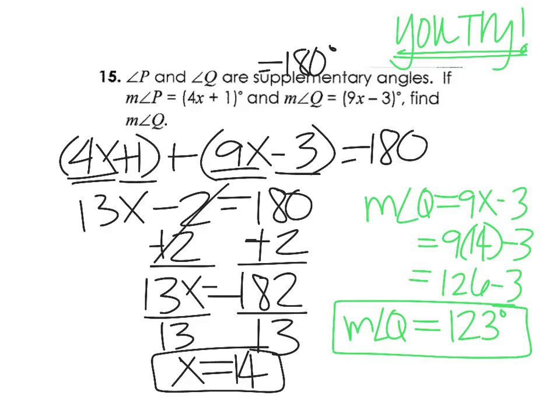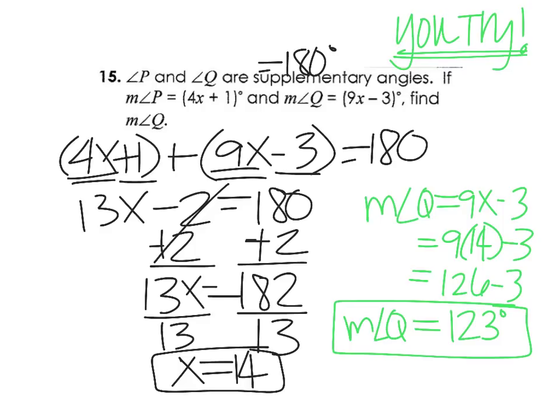Alright, so you should have gotten that the measure of angle Q is 123 degrees. How you got that: you know that P and Q are supplementary, meaning they add up to 180 degrees. We know P is 4x plus 1, so 4x plus 1 plus Q, which is 9x minus 3, equals 180. Combine like terms, move the 2 to the other side, divide by 13, and x equals 14.